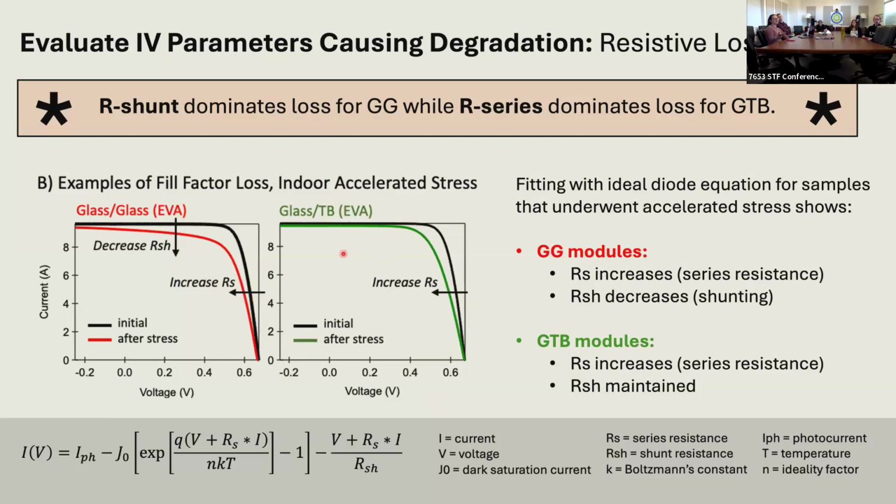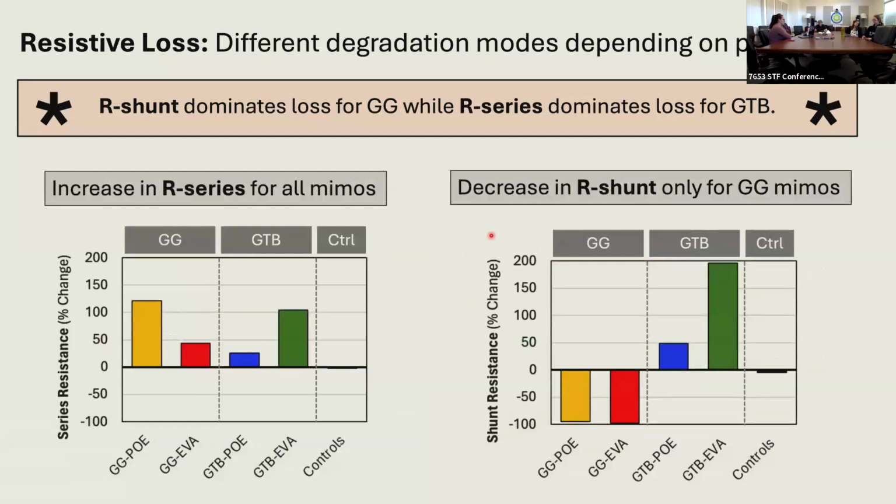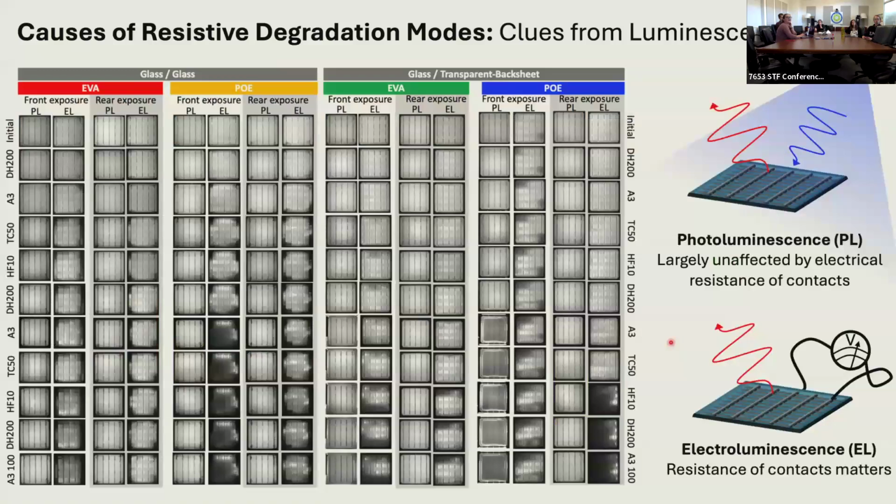So even though both of them are degrading by fill factor loss, the underlying cause of the fill factor loss is slightly different. So this is just plotting the relative changes in those resistance values for the different types of mini module constructions. So for glass samples, well, I guess for all of them, we're seeing an increase in series resistance, but we only see a decrease in shunt resistance for the glass samples. This looks like the shunt resistance is increasing for the transparent backsheet samples, but you don't have to think of that as a degradation because that's not a bad thing for the mini module performance.